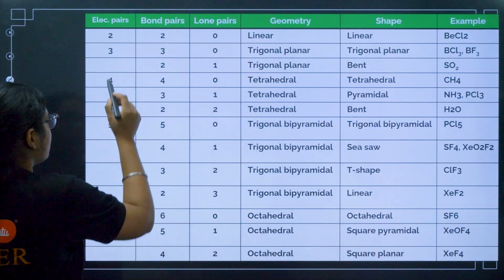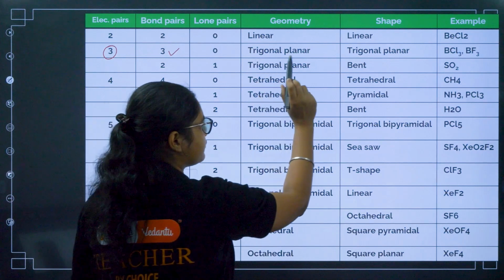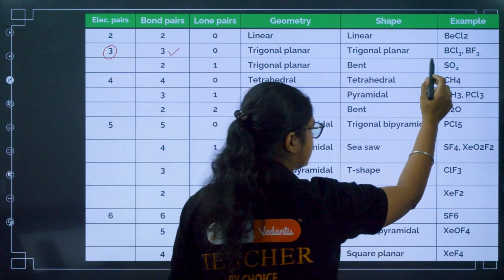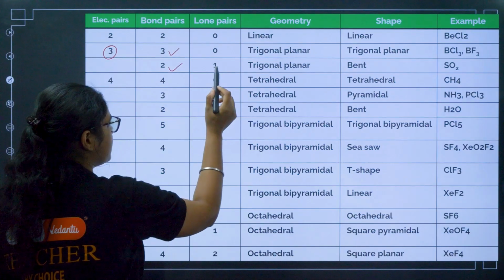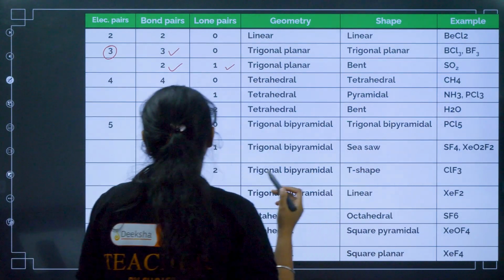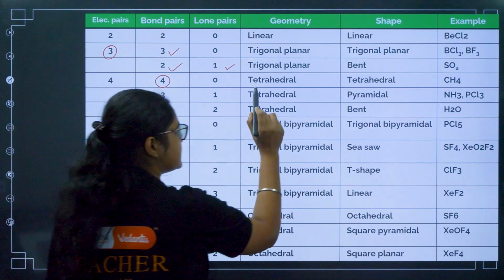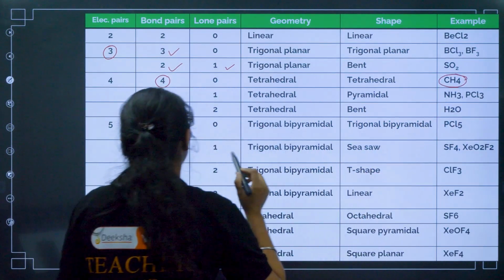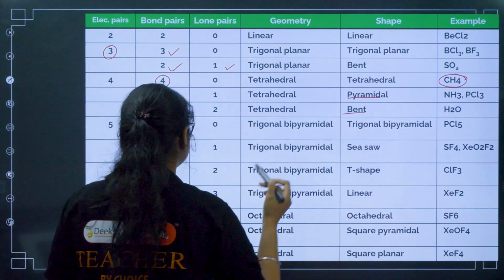Next, coming to 3 electron pairs, it has 3 bond pairs and 0 lone pair. Then we'll get trigonal planar. Shape is also trigonal planar. Examples are BCl3 and BF3. Now if we have two bond pairs and one lone pair, then it is a bent shape. Example is SO2. Then we have four electron pairs: four bond pairs and zero lone pairs, then it is tetrahedral, CH4, and then 3 and 1 you will have pyramidal, 2 and 2 you will get bent.